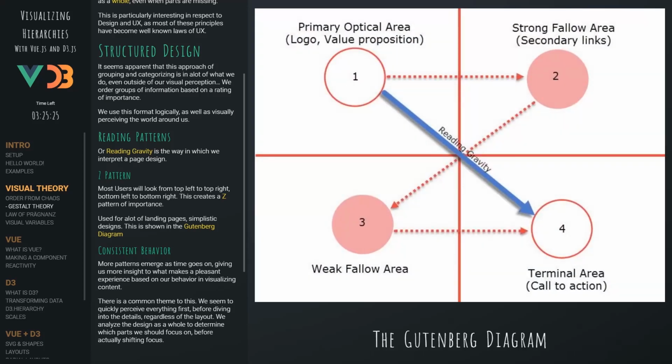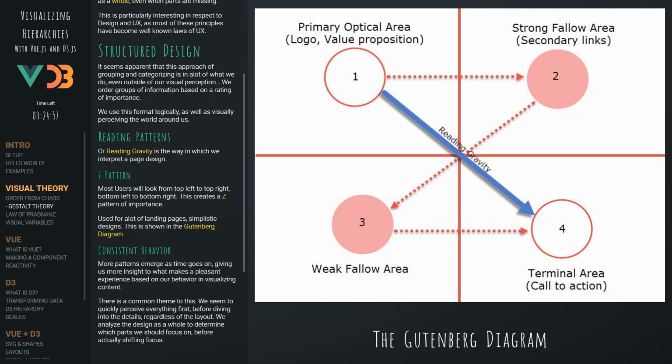A popular one here is the Gutenberg diagram, which represents reading gravity, and this is the way that users typically interpret a page design. So this here is showing a Z pattern. Most users will look from the top left to the top right, and then the bottom left to the bottom right of a website. Now this creates a Z pattern of importance. So it's used for a lot of landing pages, simplistic designs, things like that.